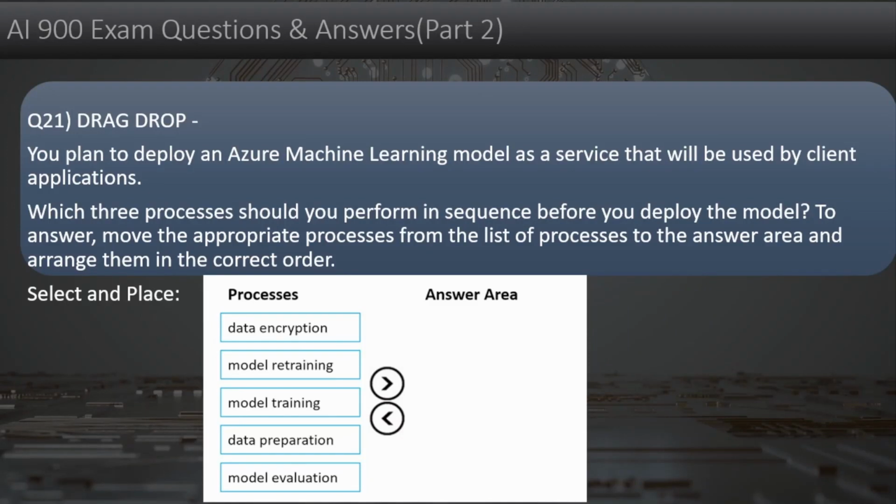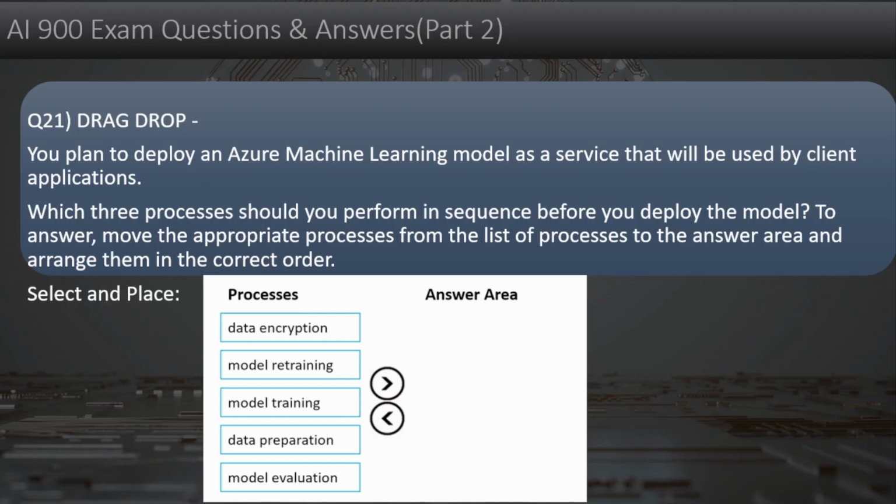In the last video we discussed till question 20. So today we are starting with the 21st. You plan to deploy an Azure machine learning model as a service that will be used by client applications. Which 3 processes should you perform in sequence before you deploy the model?